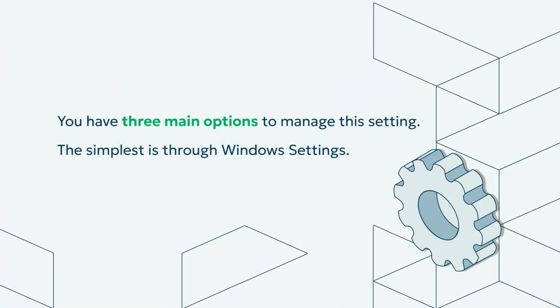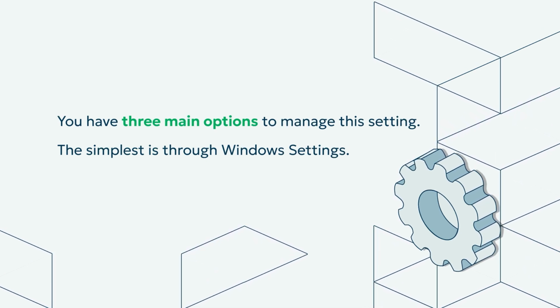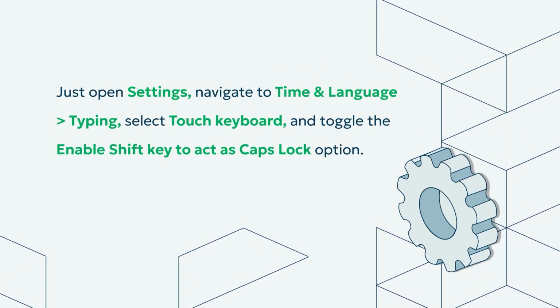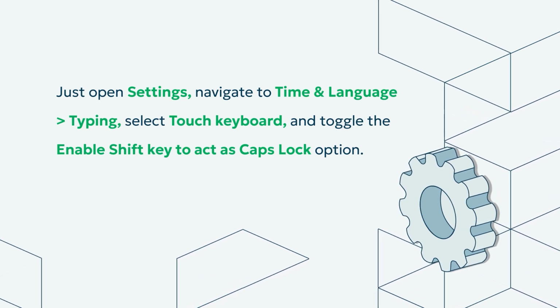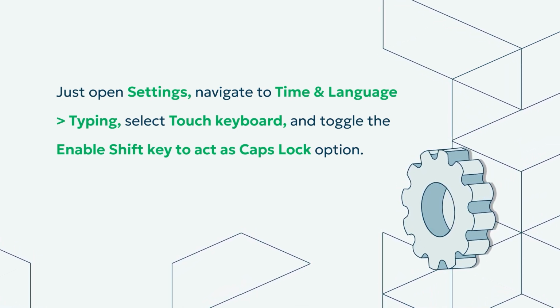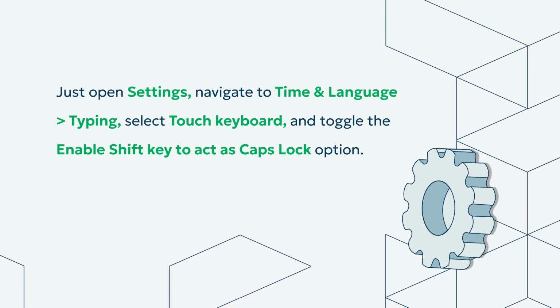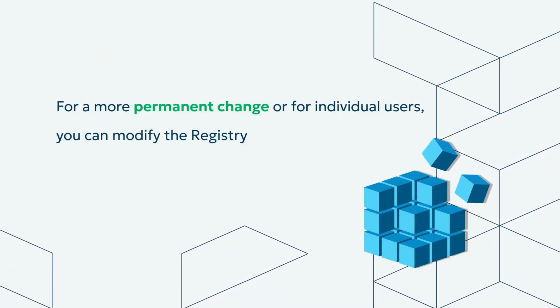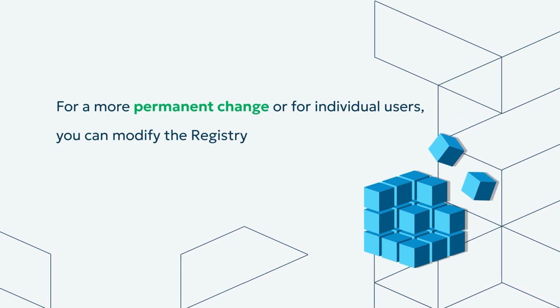Methods to enable or disable Shift Lock. You have three main options to manage this setting. The simplest is through Windows Settings. Just open Settings, navigate to Time and Language, Typing, select Touch Keyboard, and toggle the Enable Shift key to act as Caps Lock option.